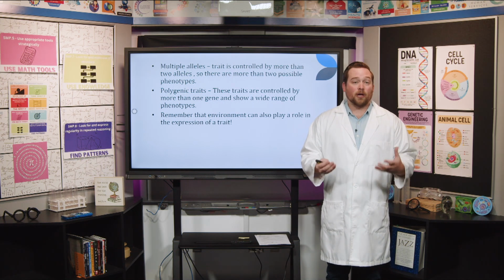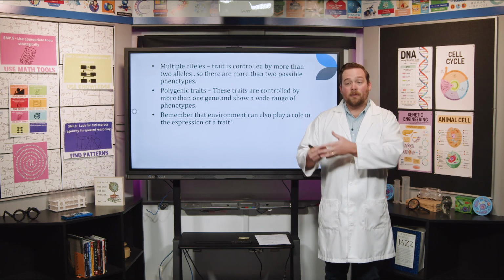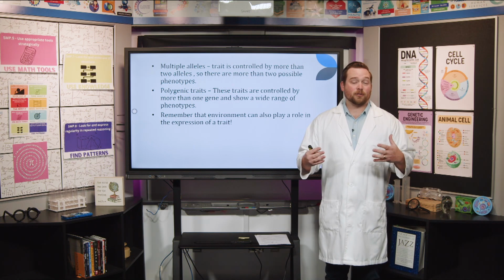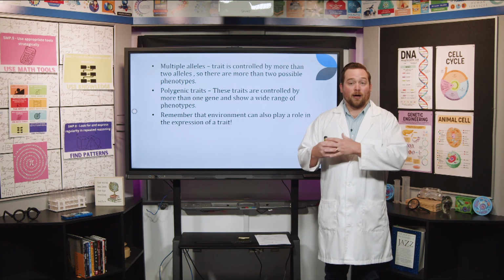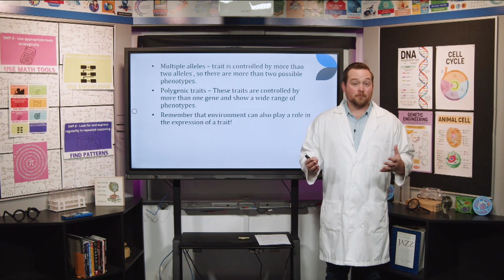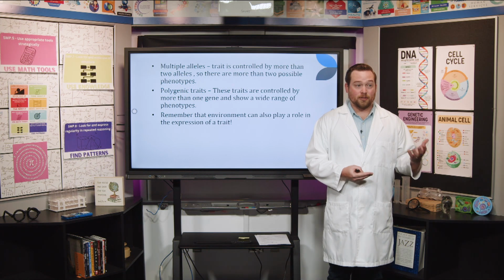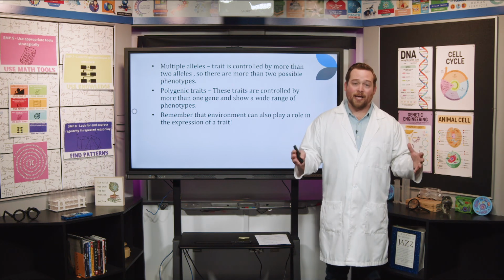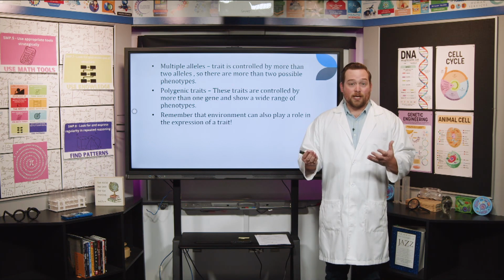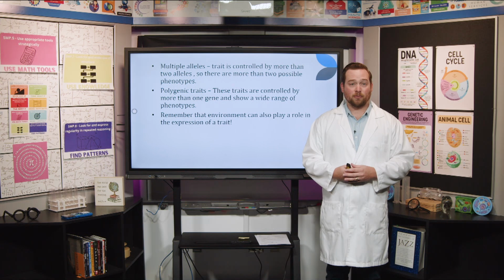This is another example of a polygenetic trait. The more recessive alleles you have, the whiter your skin's going to be. In fact, if you have all recessive alleles, you can have a condition called albinism, which is when your skin makes no melanin. The more dominant alleles you have, the darker your skin's going to be. So there's a wide range of height and skin color, and this is because they're controlled by multiple genes. They're not just one gene like those Mendelian inheritance patterns we've been talking about.